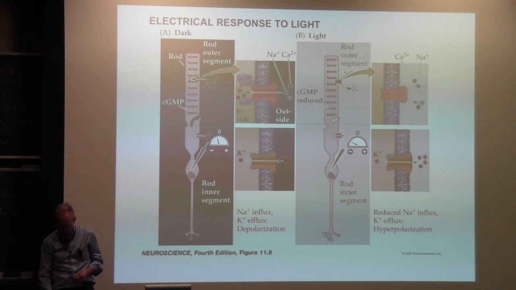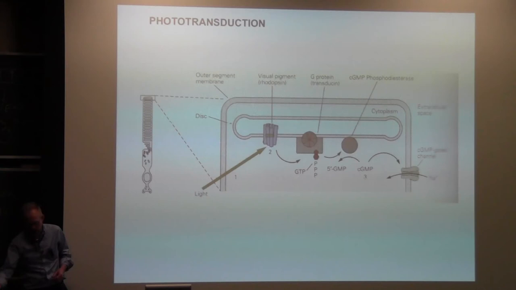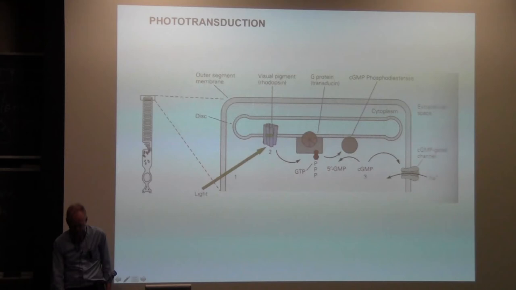So here I'd say the takeaway is, it's pretty normal cellular electrophysiology. The important thing is that these sodium channels are gated by cyclic GMP, which is degraded by light absorption. And this shows the cascade of events that results in that. So you've got absorption of a photon by a pigment molecule, which happens to be called rhodopsin in rods. That activates the pigment molecule so that it can stimulate hundreds of G protein molecules. And in rods, the G protein molecule is called transducin. That's not important.